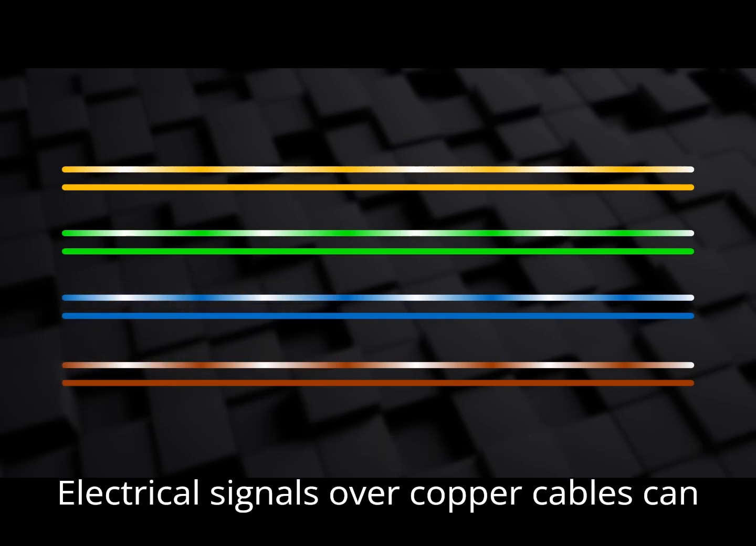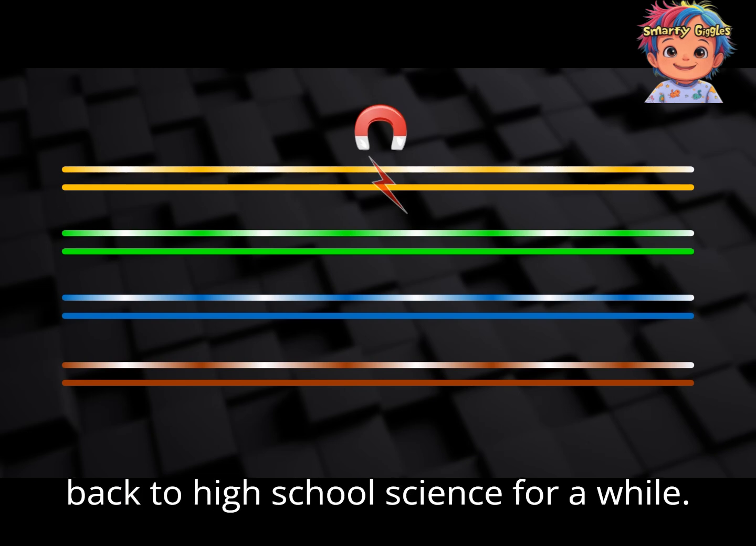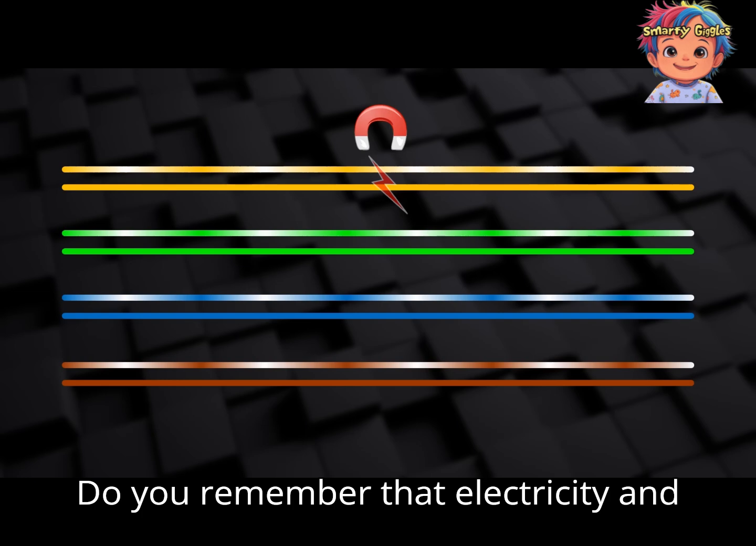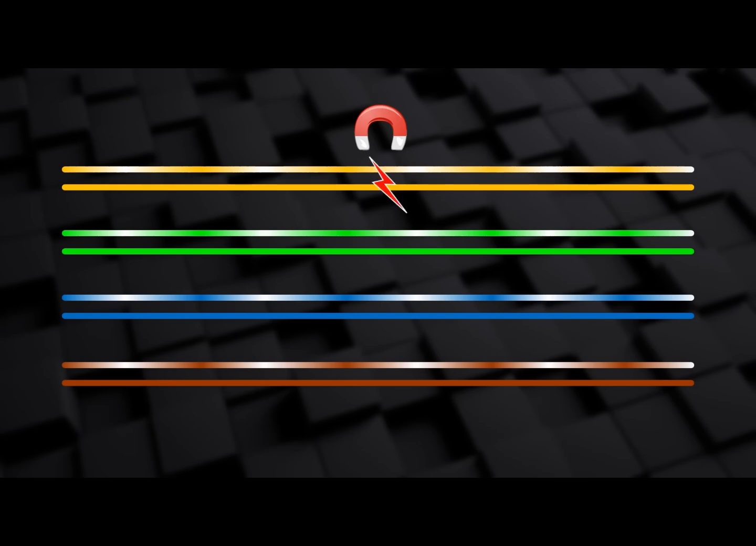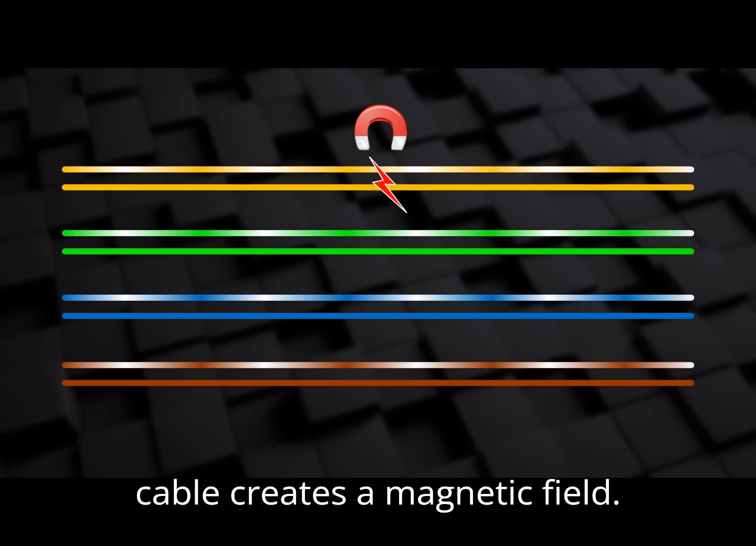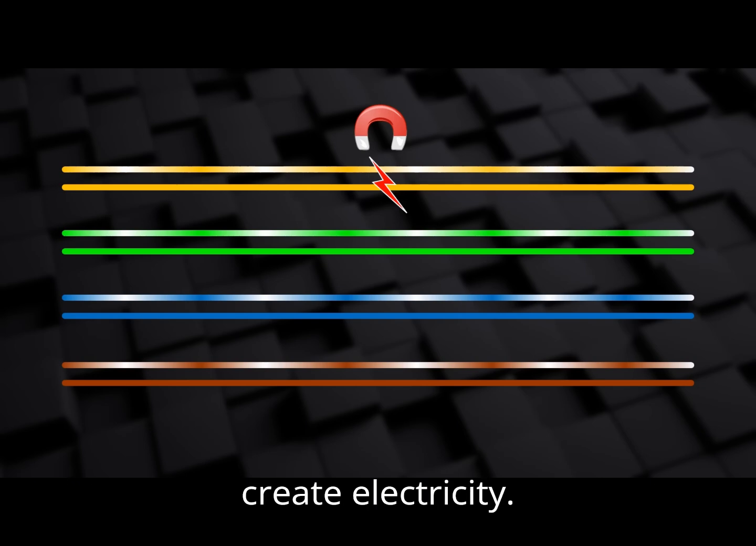Electrical signals over copper cables can be disrupted by interference. Think back to high school science for a while. Do you remember that electricity and magnets are related? Electricity flowing through a copper cable creates a magnetic field. A magnetic field and a copper cable can create electricity.